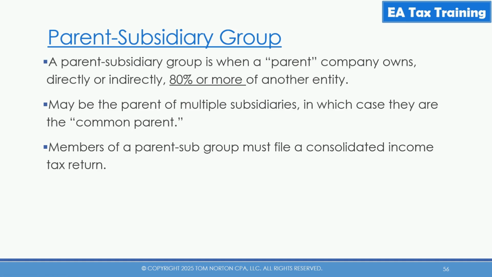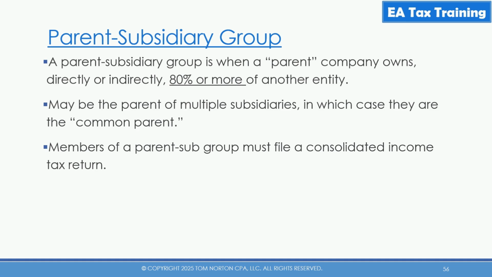A parent subsidiary group, this is probably the most familiar concept. This is where Corporation A owns Corporation B. So it's a parent and it's a subsidiary. It is considered a parent subsidiary group when the parent company owns, directly or indirectly, 80% or more of another entity. So that is parent sub. If they own 80% or more, it is a parent subsidiary group.